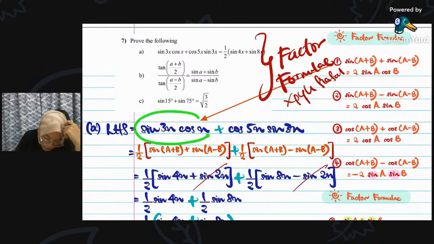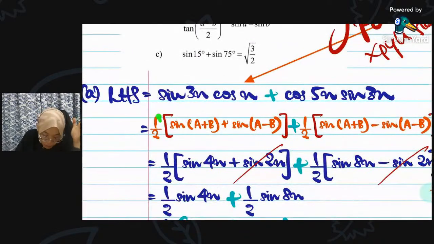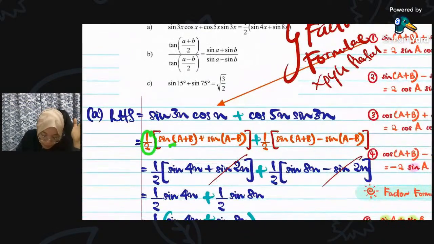So sin 3x cos x kan, dia sebenarnya sin A cos B. Sin 3x cos x sebenarnya adalah sin A cos B. Okay, and then kita rearrangekan dia sebagai subjek, sebab itulah kita dapat 1/2 di sini. Sebab itulah solution saya ada 1/2 and then saya keluarkanlah.